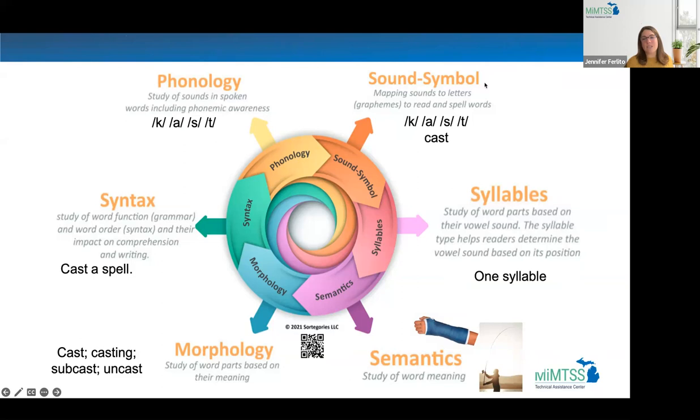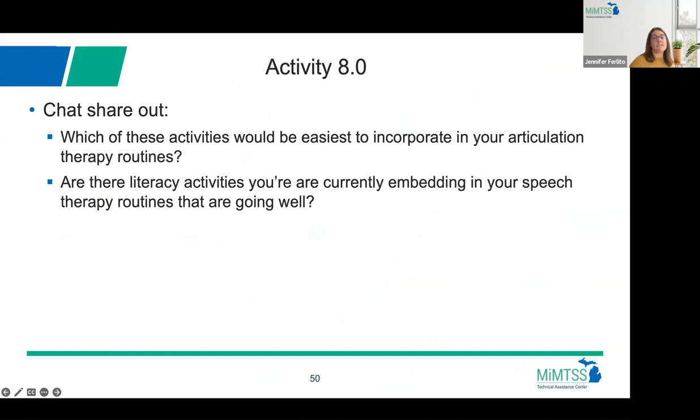So those are the activities that are little tweaks that you could do to your speech articulation activities. If there was a literacy activity that you are currently doing in your practice that's going well, I would love for you to share it in the chat, just so we can share with others what you're doing that is successful. Or if there's one of these activities that would be easiest for you to incorporate in your articulation activities, I would love to see that in the chat as well.